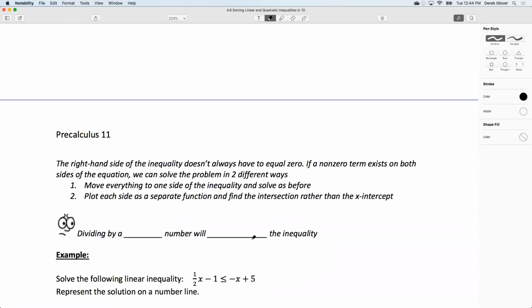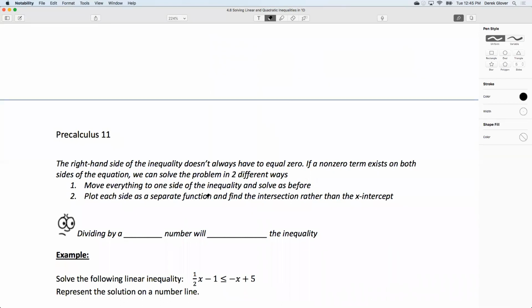The right-hand side of the inequality doesn't always have to equal 0, though. If a non-zero term exists on both sides of our equation, we can solve the problem in two different ways. One way of doing it is to move everything to one side of our inequality and solve as before. The other way of doing it is to plot each side as a separate function and find the intersection rather than the x-intercept, okay? So we've got options.